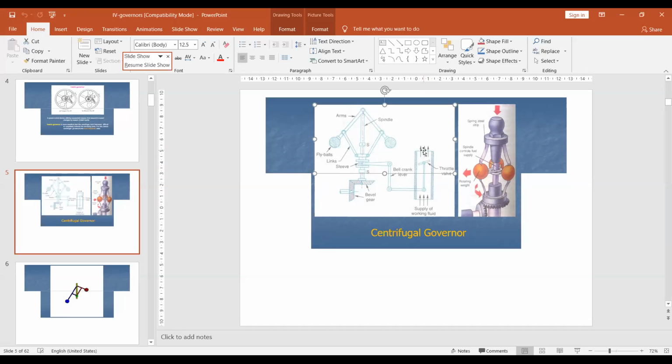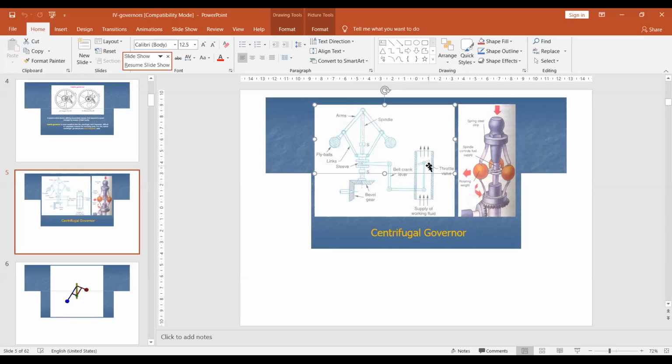That may also happen when the spindle speed is higher, which means the centrifugal force is higher. Another case is when the fly balls have a smaller radius of rotation, or the spindle speed is lower. Then the sleeve moves downward, and the throttle valve moves up. When the throttle valve moves up, the supply of fuel is going to be more.